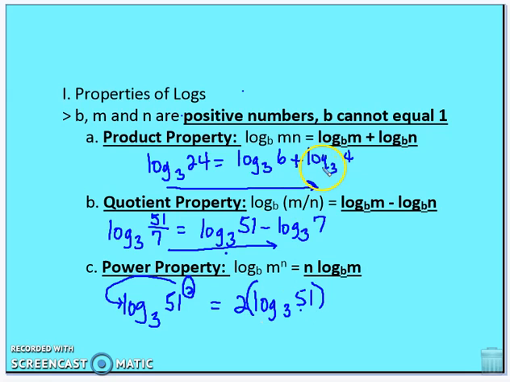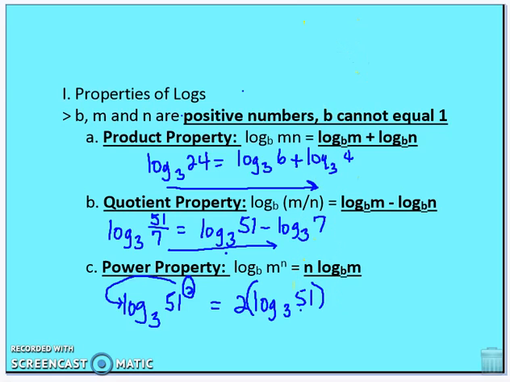So when I am condensing the quotient property, I can take the dividend and divisor and rewrite it as a quotient. Again, the base has to be the same. And then condensing 2 log base 3 of 51, I can reapply the value of 2, that coefficient in front of the quantity log base 3 of 51, as the exponent to the value of 51.